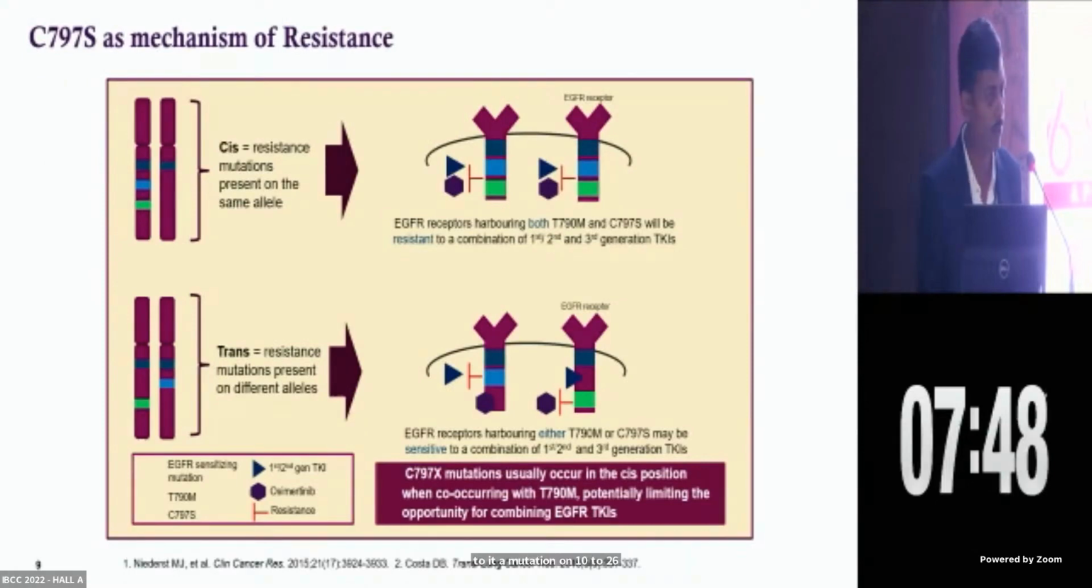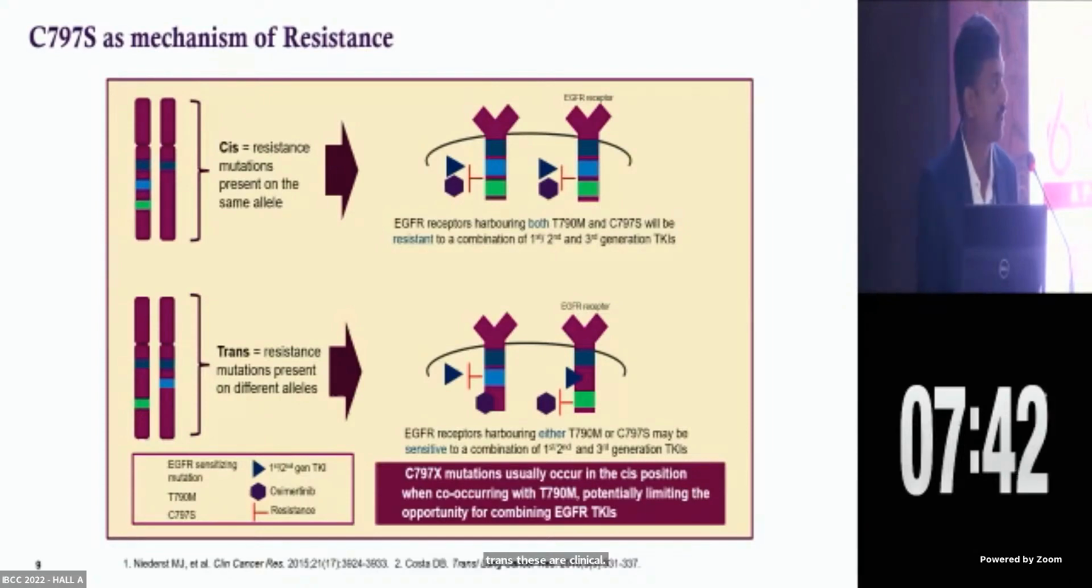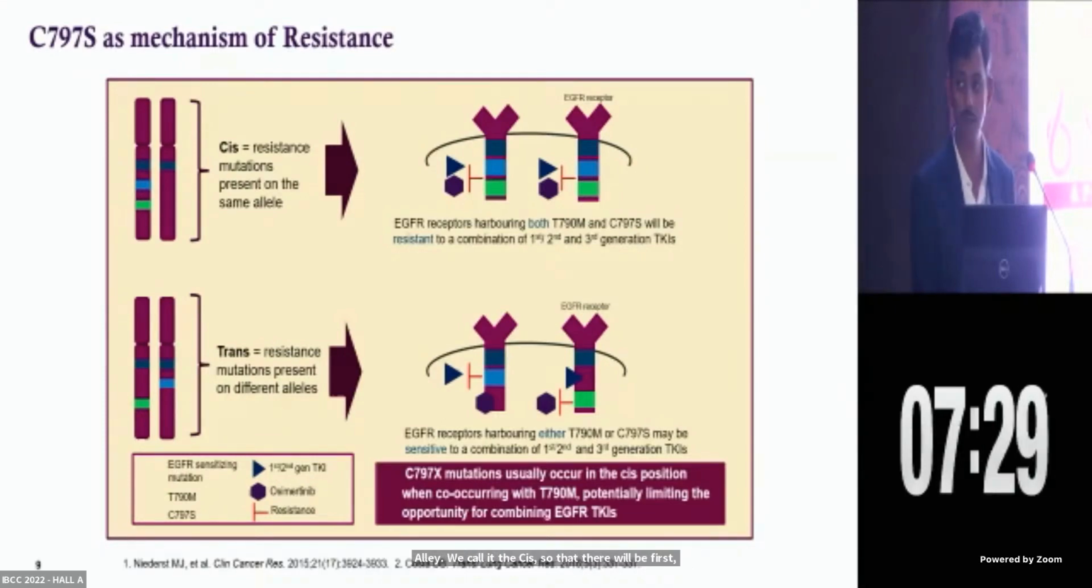These mutations are of two types, cis and trans, and are clinically important. In the EGFR receptor, the T790M and C797S mutations, if both are present on the same allele, we call it cis. The first, second, and third generation drugs will be totally resistant to this cis mutation, and the drug will not act. Opposite to that, in the trans mutation, both mutations are present on different alleles, and a combination of first and second generation drugs will be beneficial for the patient.